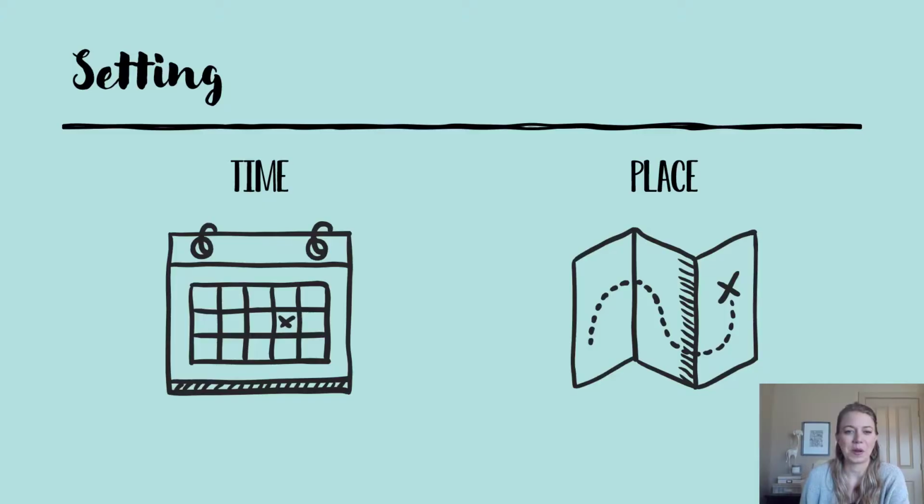All right, setting. Now with setting, we can break setting up into 2 pieces, time and place, or in other words, where and when a story happens. So when a story happens, time, this could be the year it happens in.